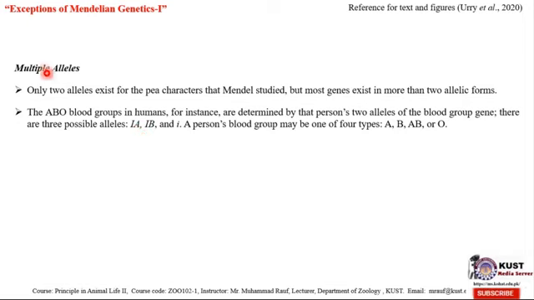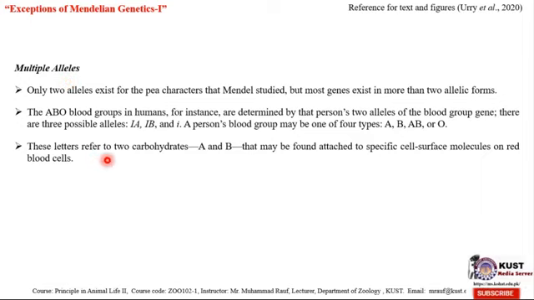So this is yet again a violation of typical Mendelian genetics, where we studied only two forms of a particular gene or phenotype: tall, dwarf; flower position, axial, terminal; seed shape, round, wrinkled; flower color; seed color. So there were at a maximum of only two variants, but in the case of multiple alleles there can be several variant forms of a phenotype.